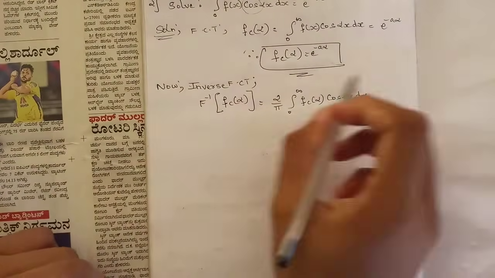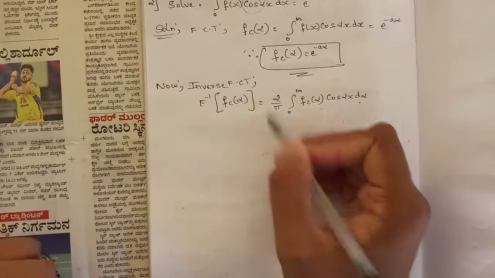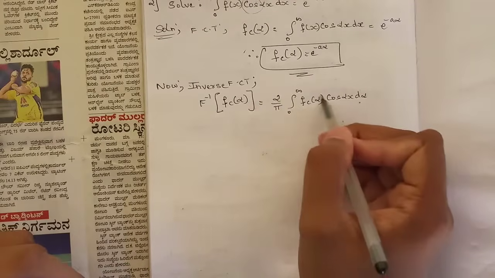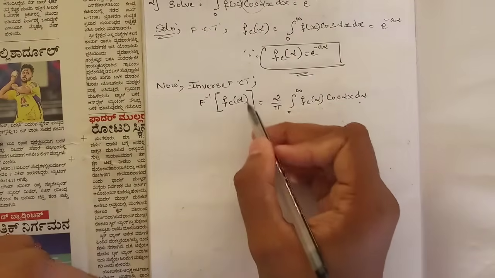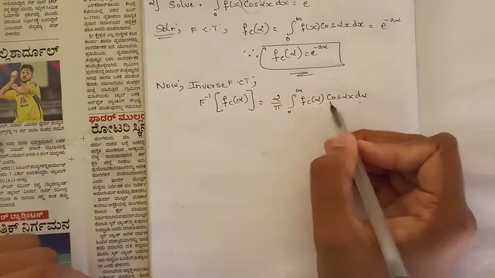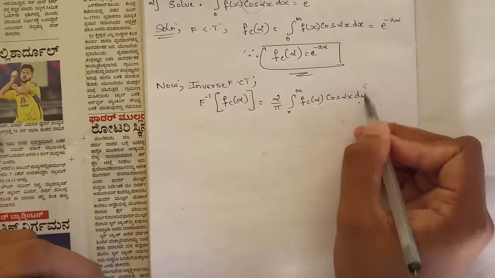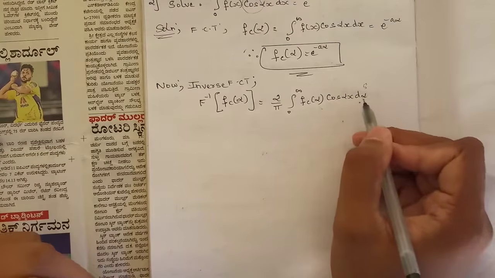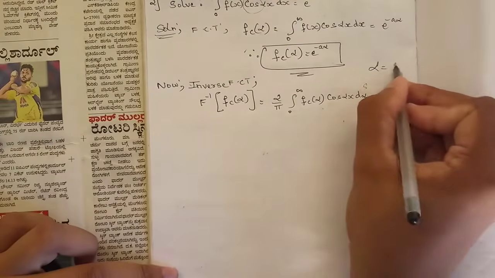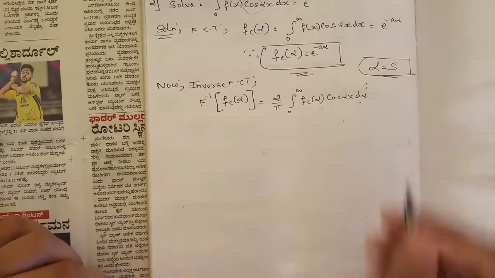This is the formula for the inverse Fourier cosine transform: 2 by pi, integral from 0 to infinity of Fc of alpha. The parameter is not s here, it is alpha. So cos of alpha x into ds, it would be ds, right? Here the parameter is alpha, s is equal to alpha, so it would be d alpha.